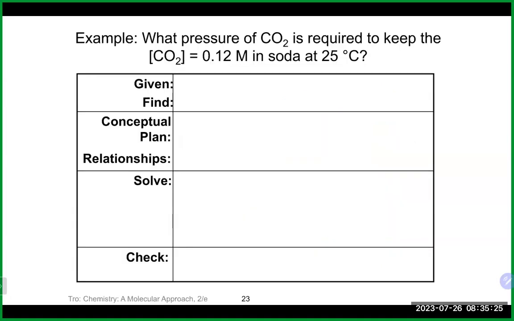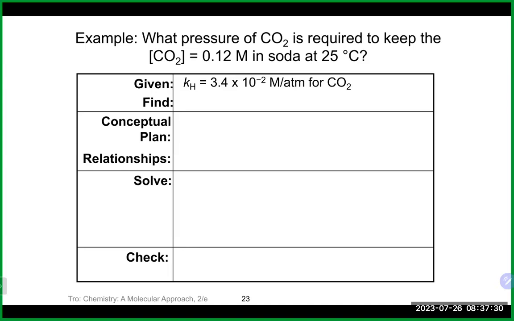So why don't we try one? What is the pressure of CO2 that is required to keep a CO2 concentration in soda at 0.12? And our K value there for CO2 is 3.4 times 10 to the minus 2. So give that a go, see what you come up with.